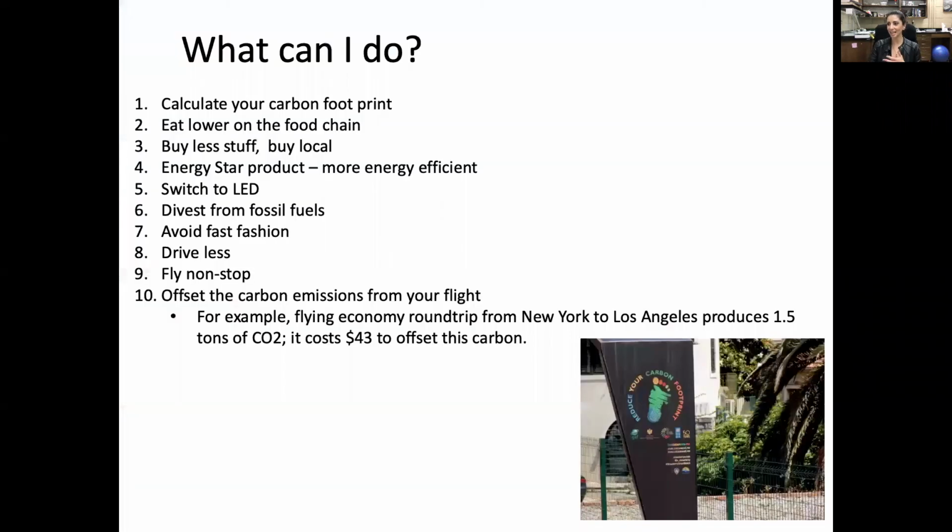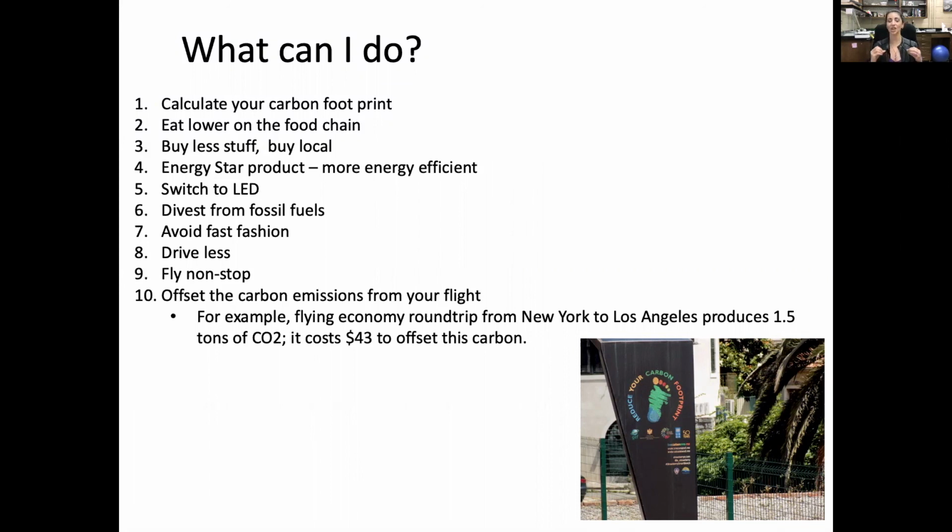So here in the next slide, I've just highlighted a few of the practices and behaviors that we can begin to undertake to have a more environmentally sound lifestyle. Number one, calculate your carbon footprint. This will give you a better sense of how your everyday practices and behaviors and habits contribute to your carbon footprint.